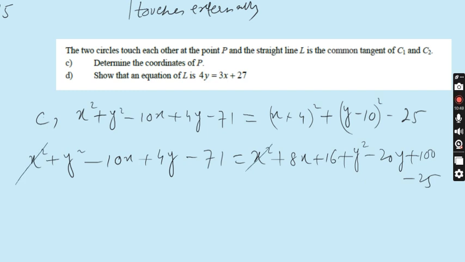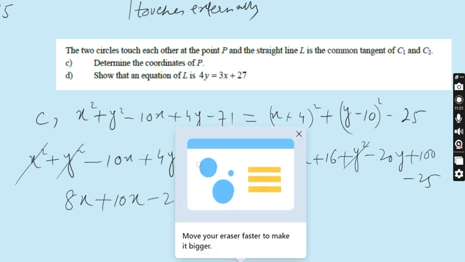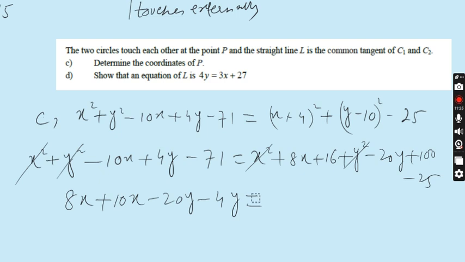See carefully, x square is cancelled by x square, y square is cancelled by y square. So on the right hand side, this is 8x. This minus 10x shifted over here will be plus 10x. Similarly, this is minus 20y. This plus 4y shifted over here is minus 4y, is equal to 100 plus 16 minus 25. Okay, so 100 plus 16 minus 25 is plus 91. And this minus 71 should be shifted over there, it is plus 71, and the remaining left hand side is 0.